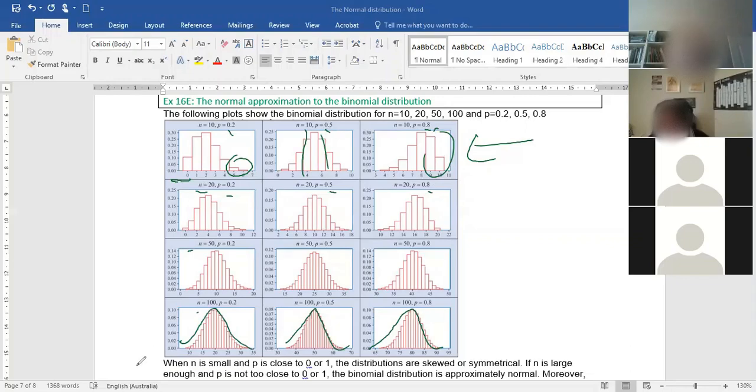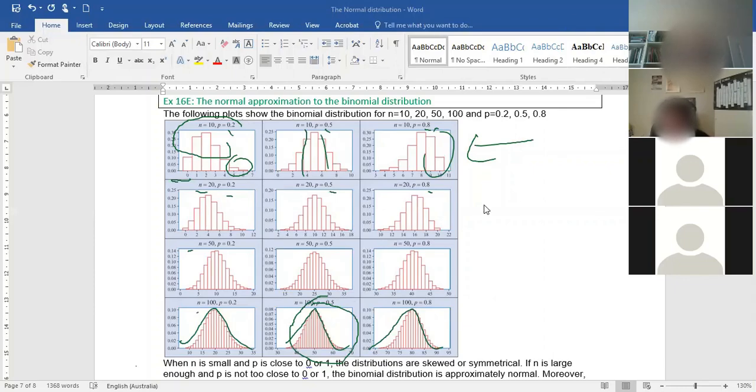Down the bottom, you can see it says when n is small and p is close to 0 or 1, the distributions are skewed or symmetrical. If n is large, like we have here, and p is not too close to 0 or 1, so about the middle, it's basically approximately normal. Okay, so just a bit of information.